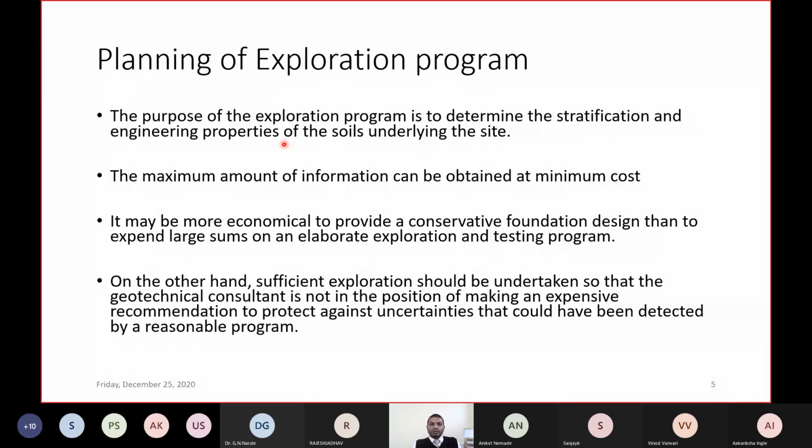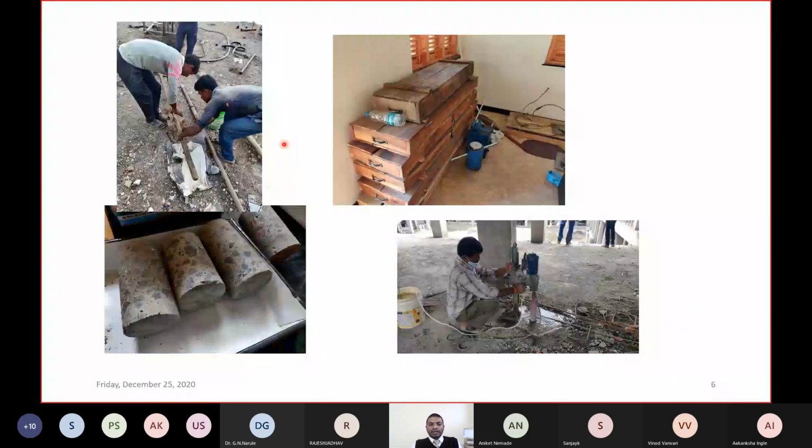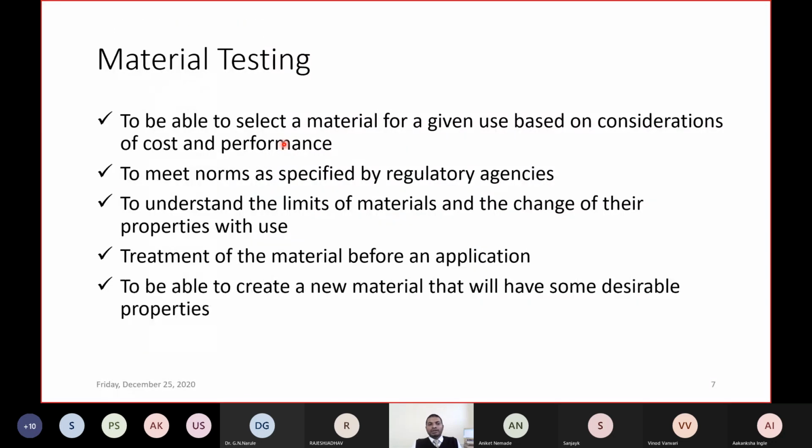so these are some topics from geotechnical engineering and concrete technology. Material testing: why we should do material testing is to be able to select a material for a given use based on the consideration of cost and performance to meet the norms specified by the regulatory agencies, to understand the limits of materials and the change of their properties with use, treatment of material before an application, and to be able to create a new material that will have some desirable properties. And in this concern, material testing is an important aspect.